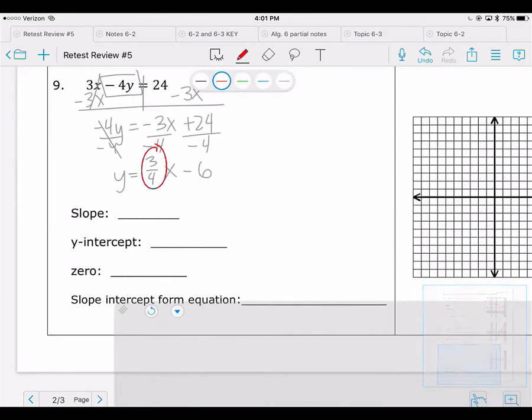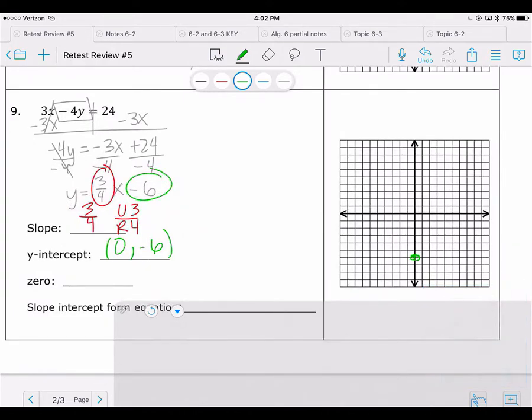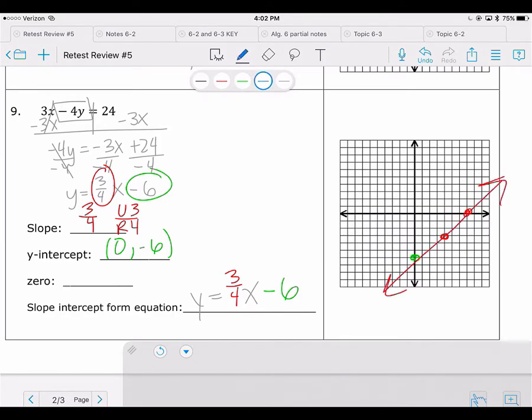Slope is with x, 3/4. So up 3, right 4. Y-intercept is at negative 6. Again, I can't find my zero until after I graph. And my slope-intercept form is y equals 3/4 x minus 6. So with my slope, I go up 3, right 4, up 3, right 4. And I can identify that my zero is at a positive 8.